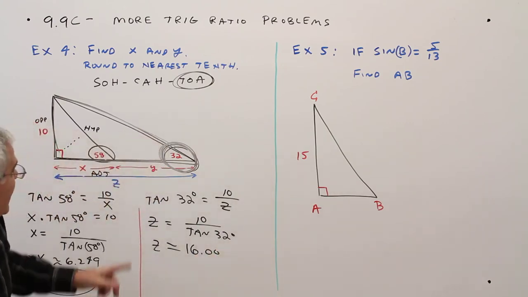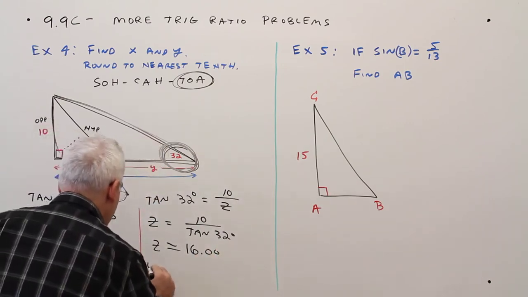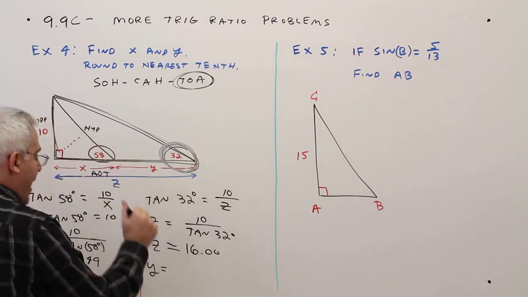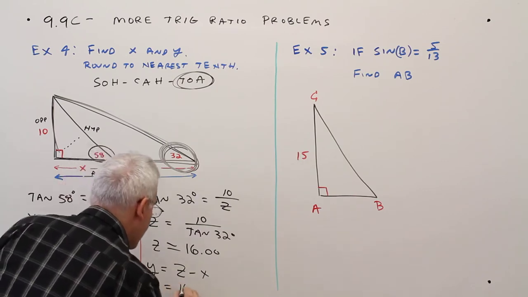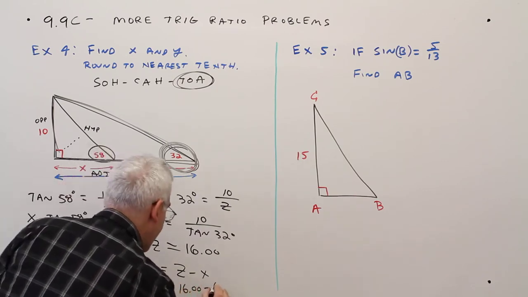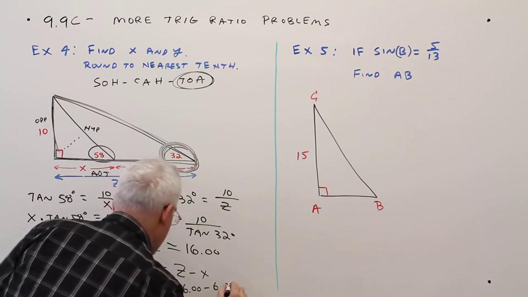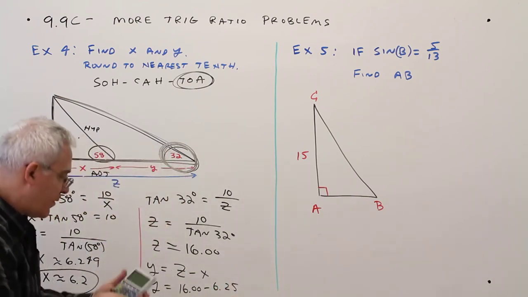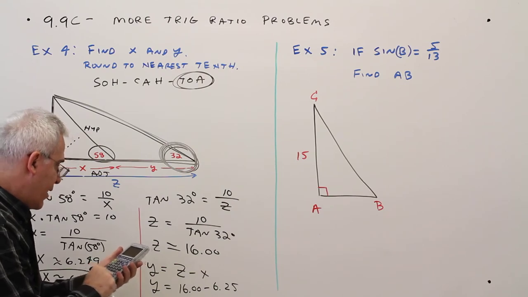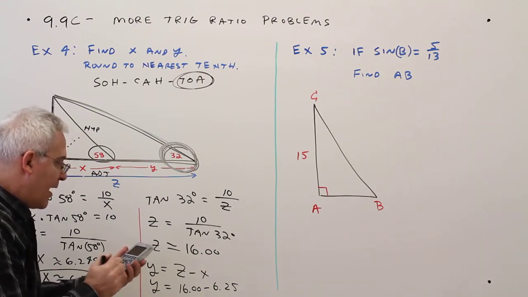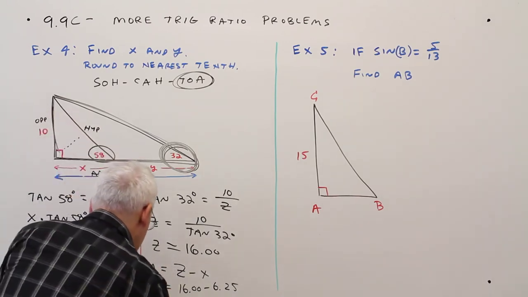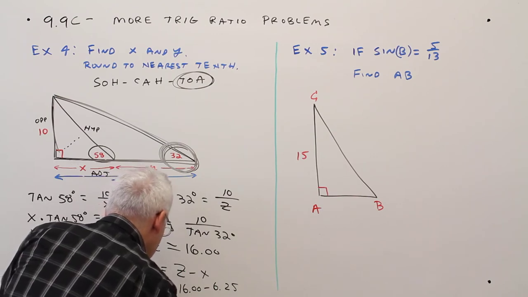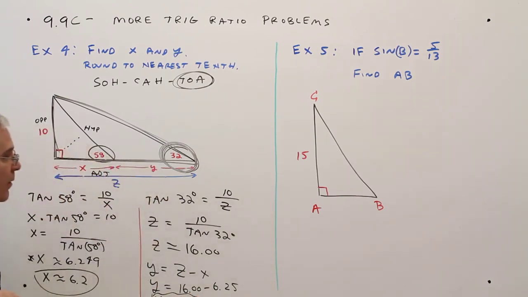Now they don't care about z, they cared about y. So y is going to be z minus x. So y will be 16.00 minus 6.25. We'll just punch that out. So 16 minus 6.25, and I get 9.75, round to the nearest tenth, 9.8. Okay, so kind of a nifty problem.